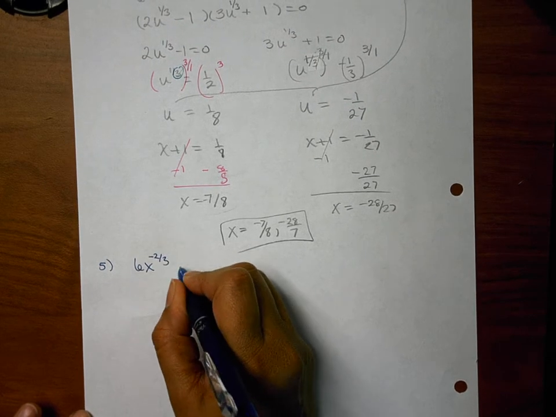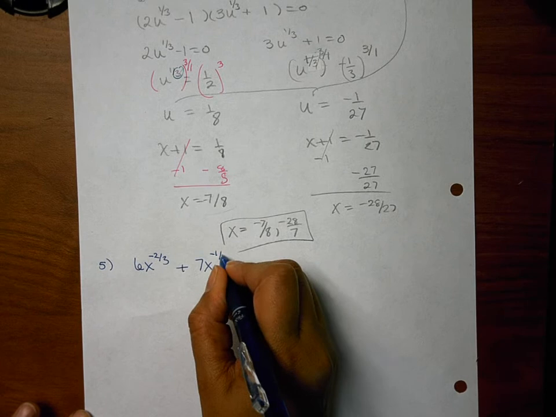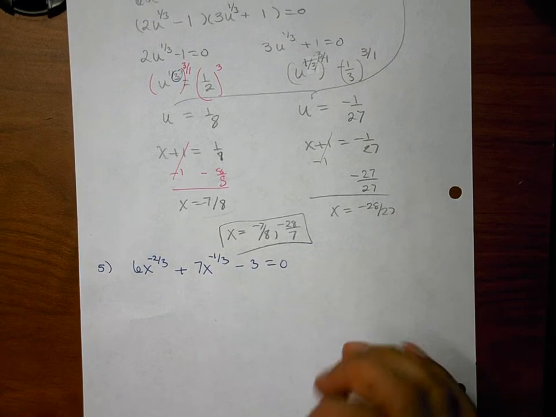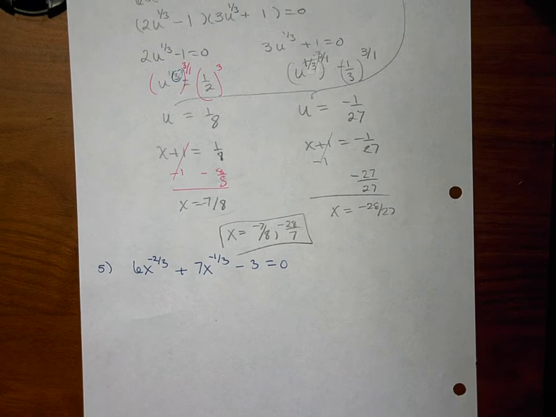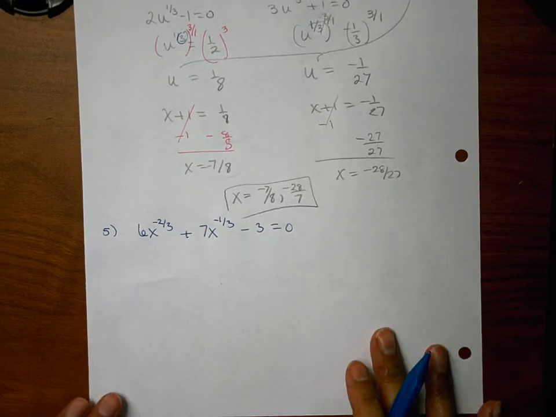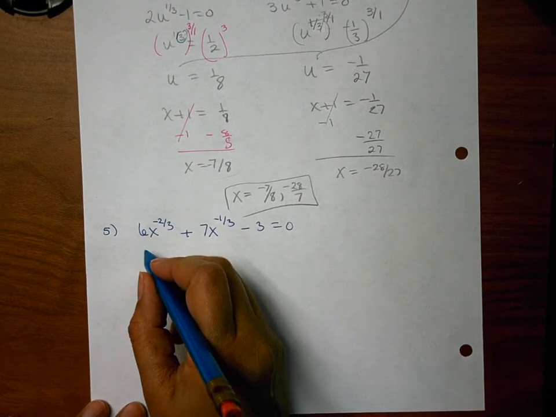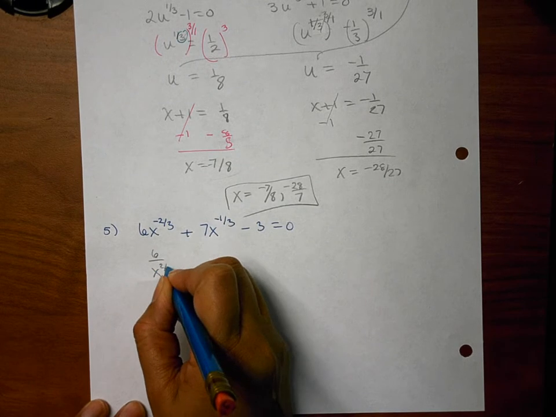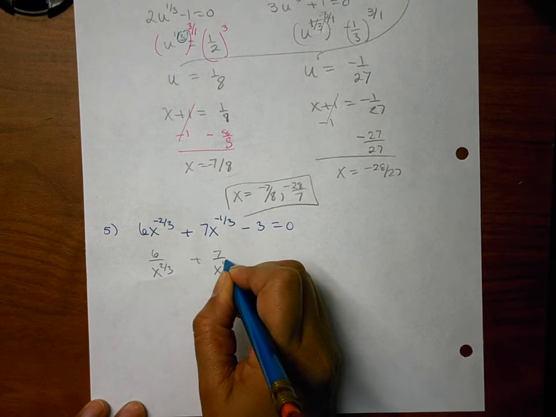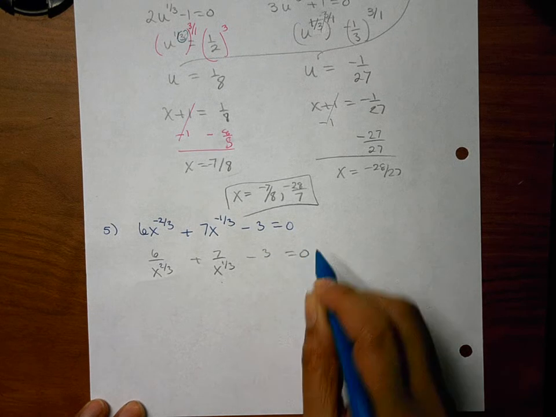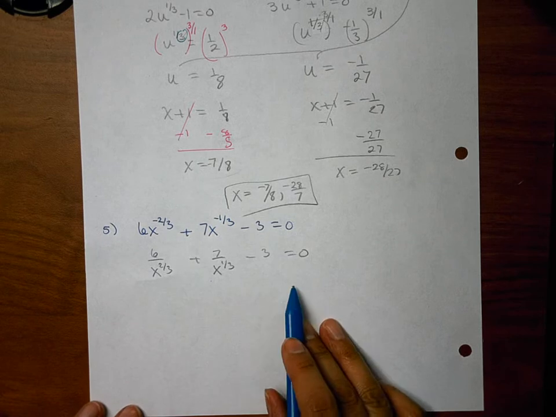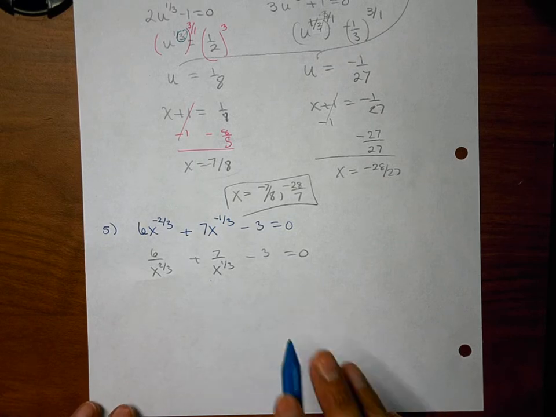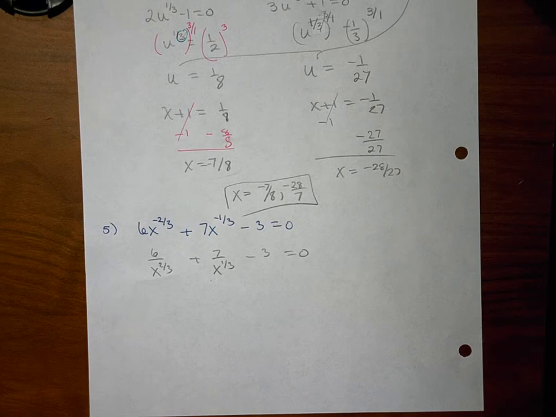All right, number 5. And again, I will go over questions in class. 6x to the -2/3 plus 7x to the -1/3 minus 3 equals 0. All right. It's different because of the negative exponent. So let's just address that and get it over with first. Very similar to what we've done in the past. 6/x to the 2/3 plus 7/x to the 1/3 minus 3 equals 0. Remember, these are different terms, so that means different fractions.